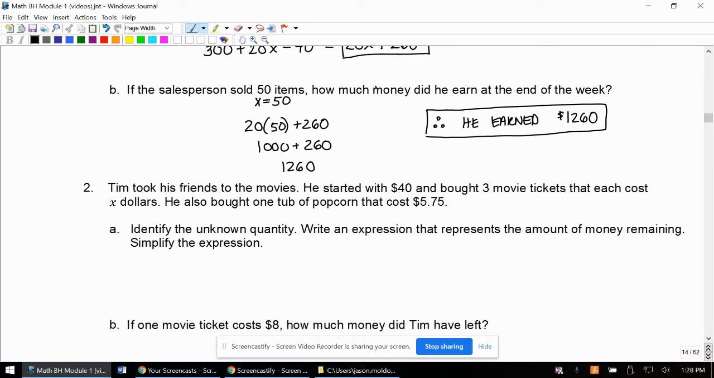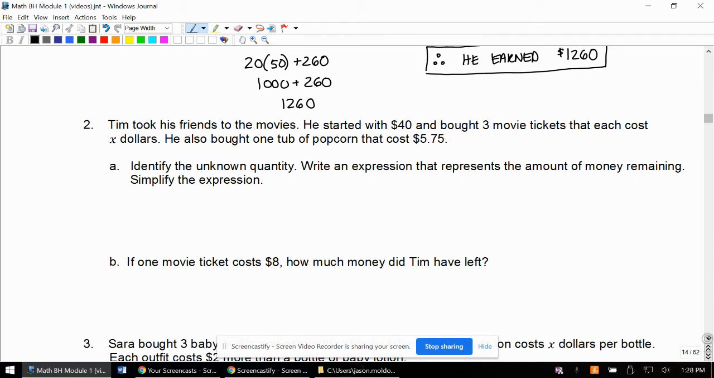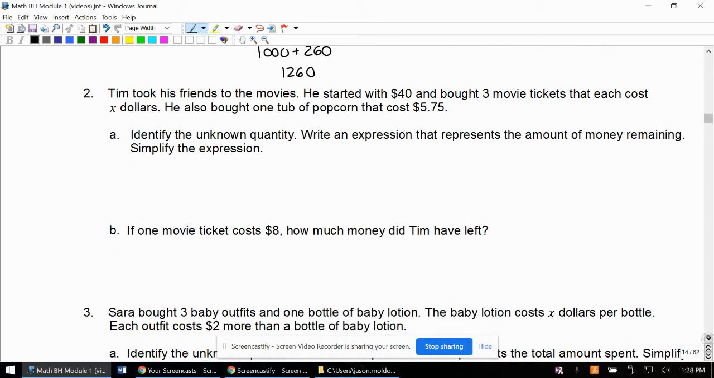And we're writing sentences, even if it doesn't specify it. Number 2, Tim took his friends to the movies. He started with $40 and bought 3 movie tickets that each cost X dollars. He also bought 1 tub of popcorn that cost $5.75. A, we're going to do the same thing. And then B, if 1 movie ticket costs $8, how much money did Tim have left?